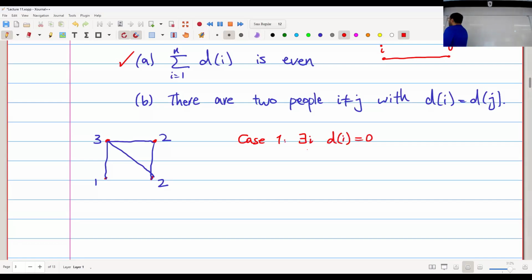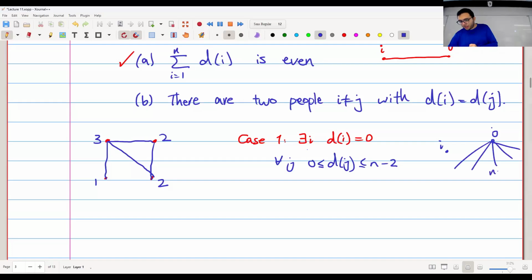If I have someone who hasn't shaken hands with anyone else, then what does this tell me? This tells me that for every person, for every J, the value of DJ is going to be between 0 and n-2. Because I have this person I who hasn't shaken any hands, so any other person J can at most shake hands with everyone else other than I, but there are n-2 people here, right? So the value of DJ is between 0 and n-2.